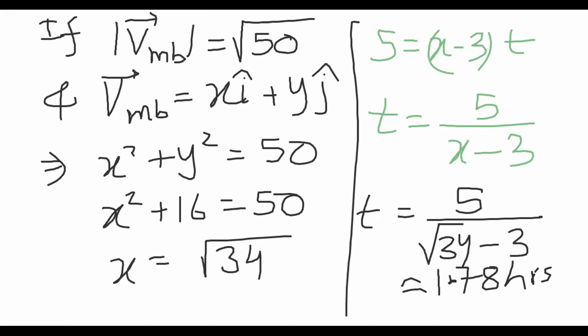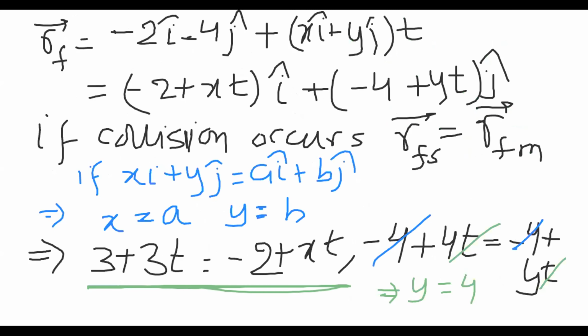And where does the collision occur? To answer that, all you have to do is put in the value of t either in this equation, but here it is a little messy because x and y values have to be put in. It does not matter. You can put in the value of t in this equation. Whatever is the final position vector of the ship must also be the final position vector of the motor boat.